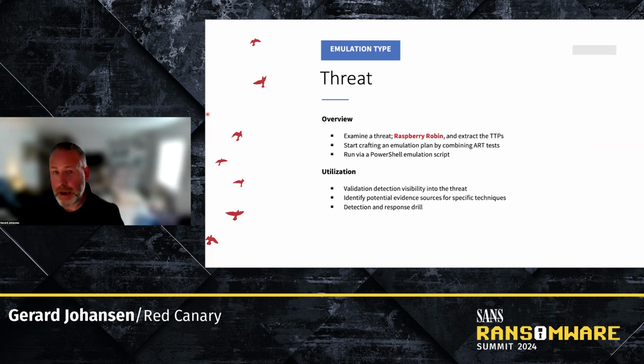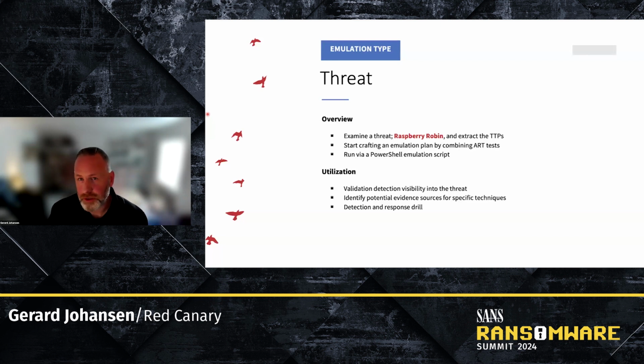We get into threat now. So if you figure we're going from maybe a single technique, maybe a handful of techniques, and we're starting to move up in terms of a threat. So we examine that threat. We look at Raspberry Robin, and we want to extract those TTPs from Raspberry Robin.